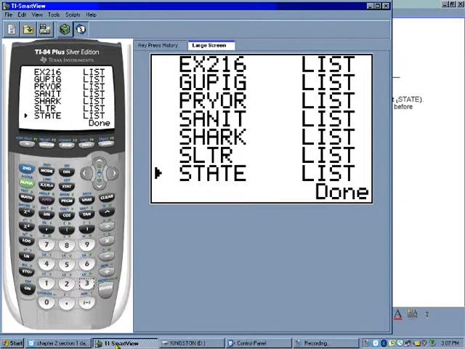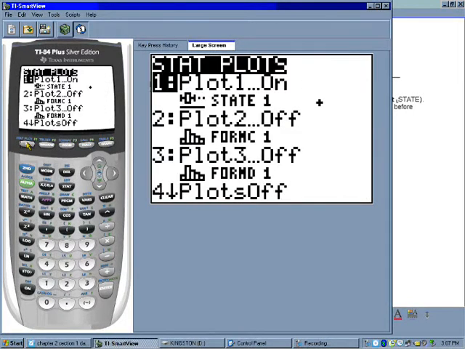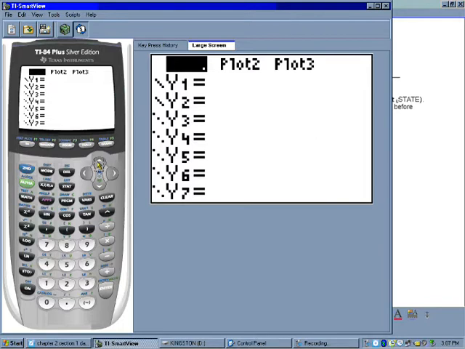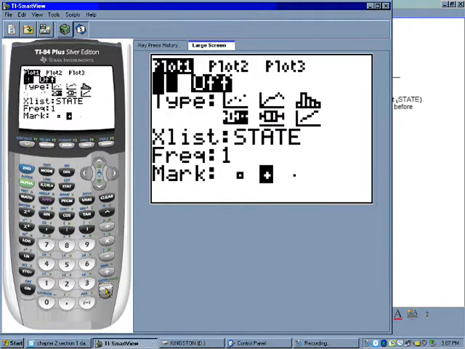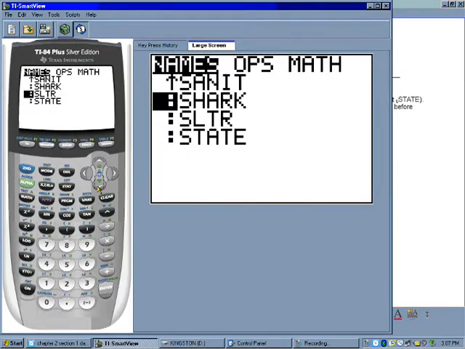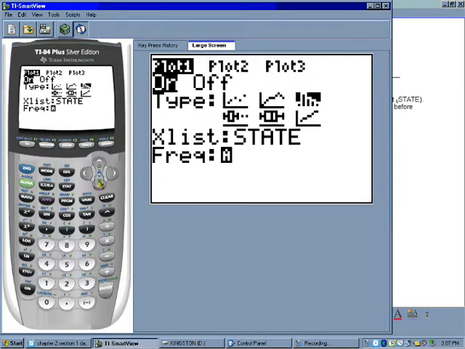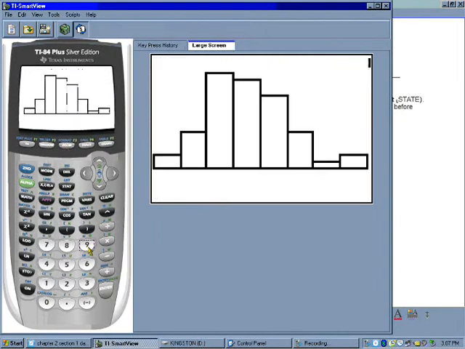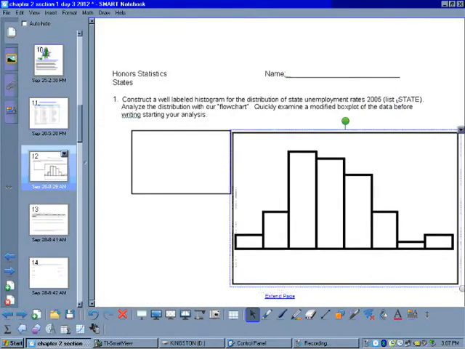All right, the first step after making sure we have the list is to hit Y equals, make sure our plots are turned off and there is nothing being graphed in the equation. Choose second Y equals, turn our stat plot on and make it a histogram, and choose the list called state. Make sure the frequency says 1 and then hit zoom 9 for this window, and we receive a graph that looks like this.